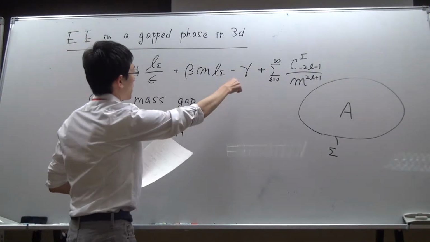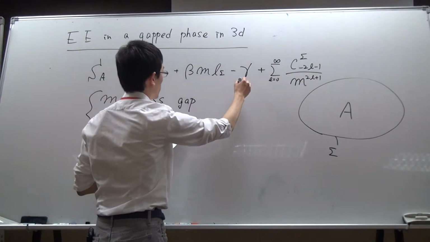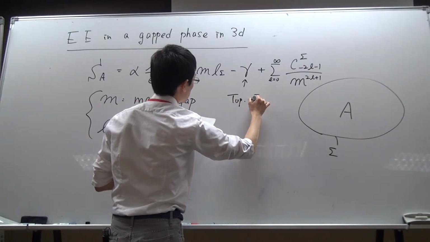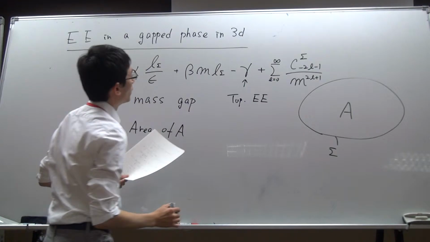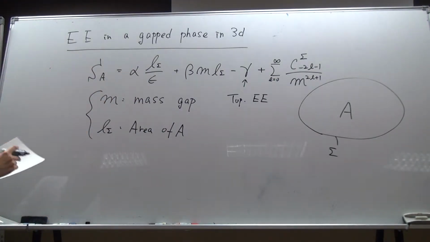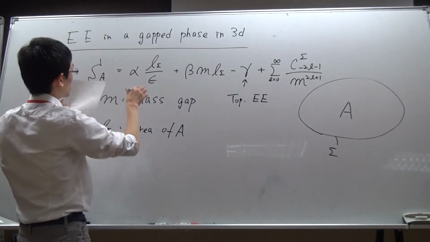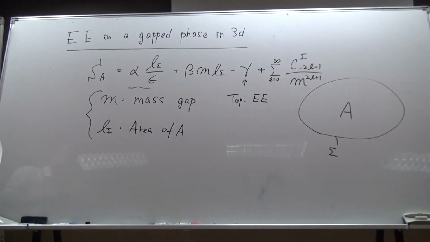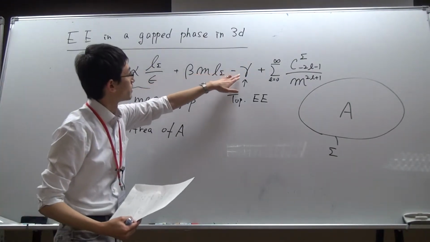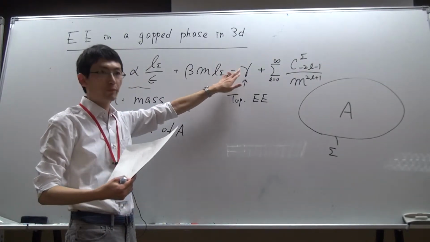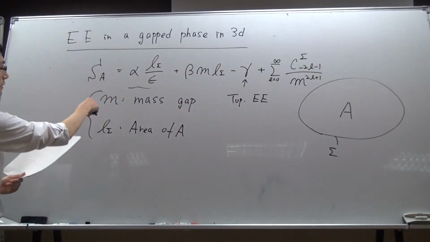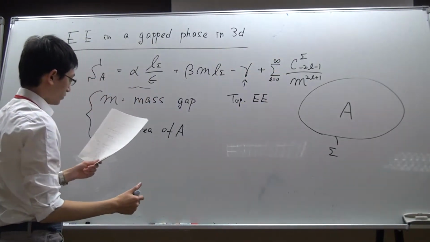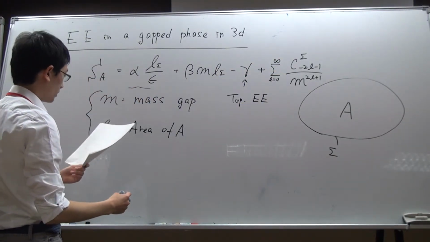Here gamma is the so-called topological entanglement entropy. If there is no mass gap, we have this part and only the topological entanglement entropy for the 3-sphere, so gamma is just the free energy on the 3-sphere. But now we have a mass gap, so we expand it like this. So this is the general form.